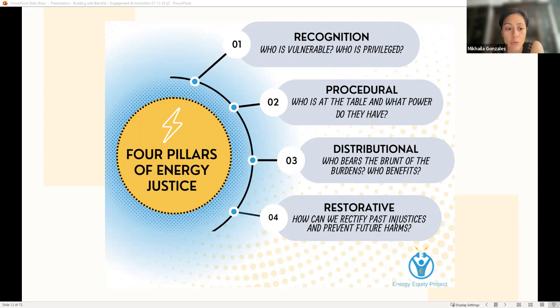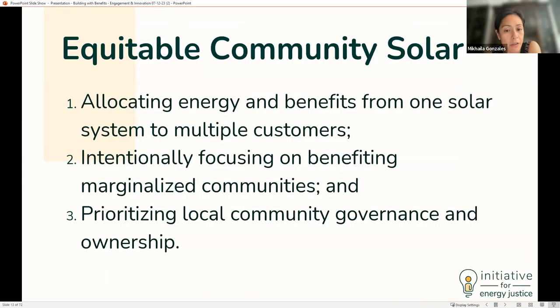There's another frame in which we also describe equitable community solar. This is on the next slide. We use three definitions or three areas to describe equitable community solar. One is simply that the project benefits multiple customers. From there, community solar projects vary significantly in how they're structured and what their benefits are.